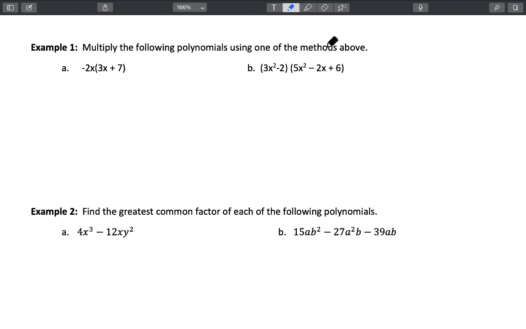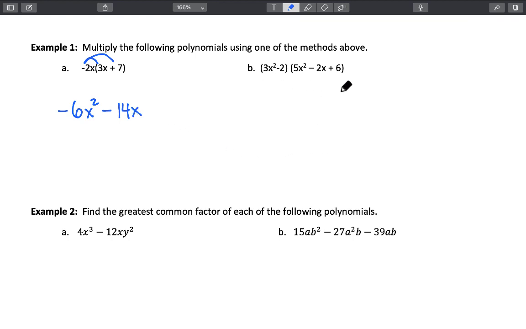Multiply the following polynomials using one of the methods above. Let's first distribute in letter A. That gives me negative 2x times 3x, which is negative 6x squared. Negative 2x times that 7 is negative 14x. And we're done with that one.